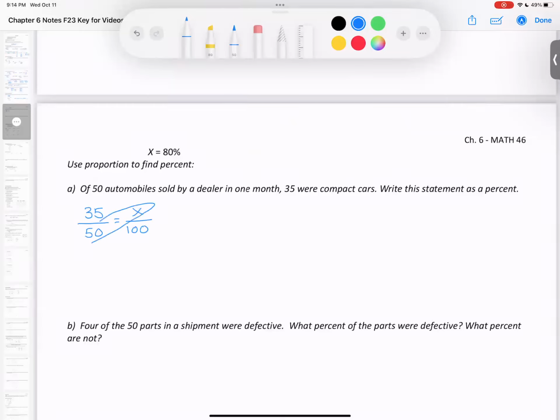Again, we're going to do a cross product here. So we have 50 times X, or 50X, equals 35 times 100. If we do that multiplication on the right, we get 50X equals 3,500. Now we divide both sides by 50 so we can isolate that X. Our 50s cancel, and we're left with X is 3,500 divided by 50. And we get 70.